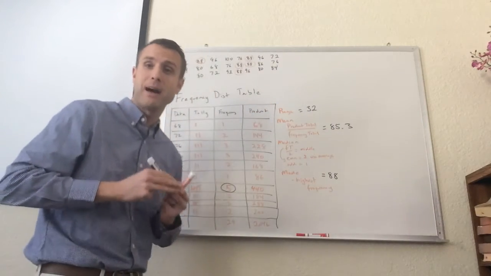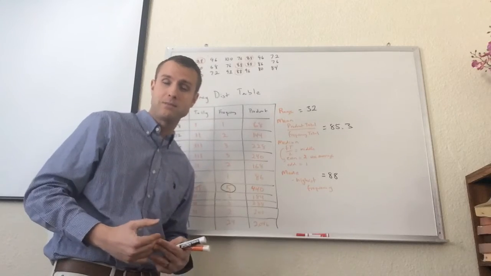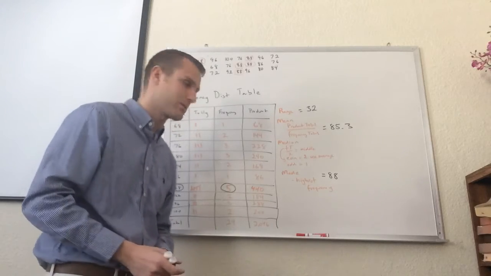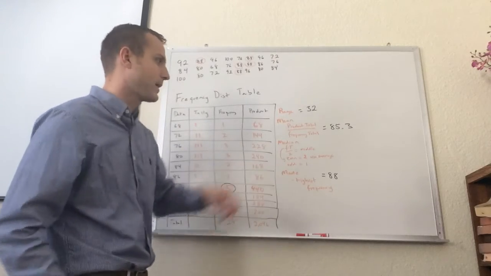Remember, sometimes I might have more than one mode. If I had 2 numbers and they both occurred 5 times and that was the most, then I would put both of those numbers. So 88 is the one that has the highest frequency, so 88 is my mode.